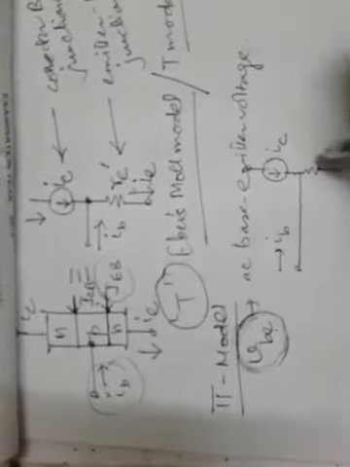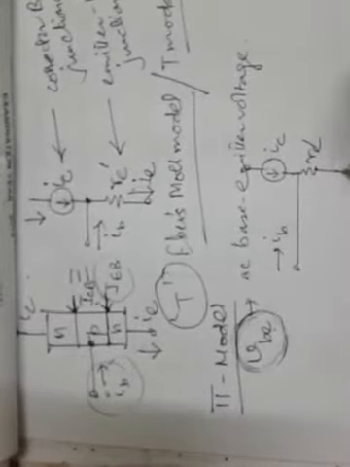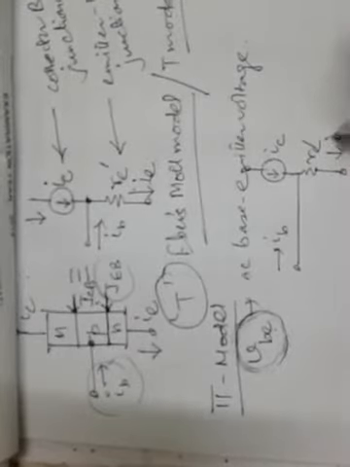So if we now draw two different diagrams, one is something like this. This is IB, this is IC, and this is RE dashed, and this portion is IE, and between these two terminals, plus and minus, it is AC base emitter voltage, which is small VBE.